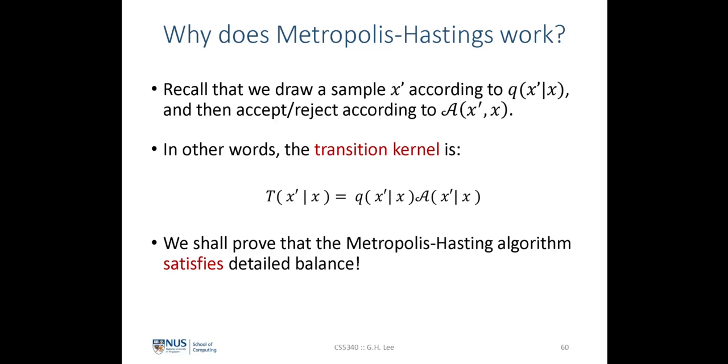So recall that we draw a sample of x prime according to the adaptive proposal distribution given by q of x prime conditioned upon x. Then we accept or reject according to the acceptance probability given by a of x prime and x. In other words, the transition kernel is given by T equals q multiplied by a. We shall use this to prove that the Metropolis-Hastings algorithm satisfies detailed balance, which means that it will converge to a stationary distribution equivalent to our target distribution.